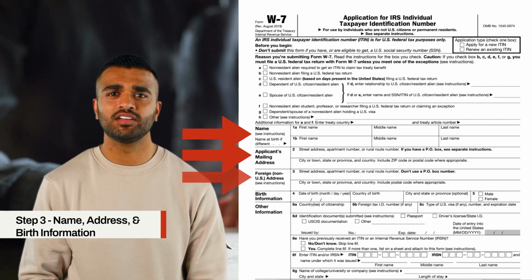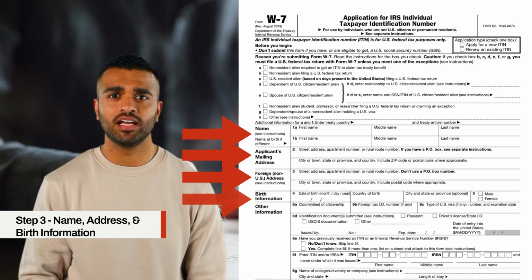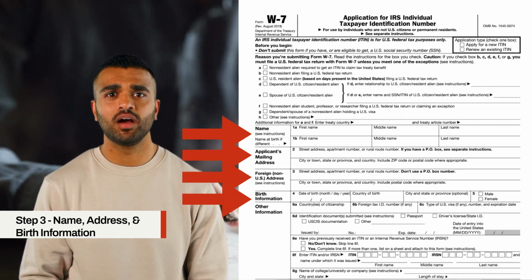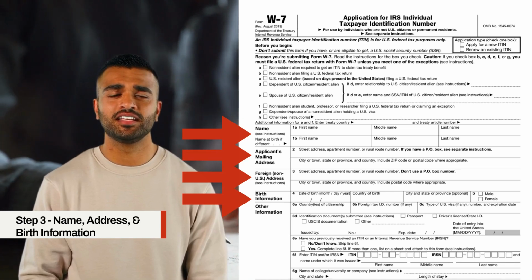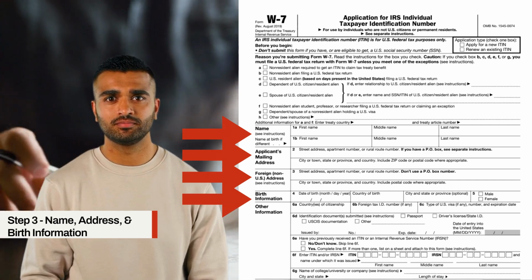On line 3, enter your foreign address. If it's the same as your mailing address, you can leave this line blank. In line 4, you'll need to enter your date of birth using the mm/dd/yyyy format. You'll also need to indicate the country where you were born. Accurate information here is crucial to avoid processing delays.